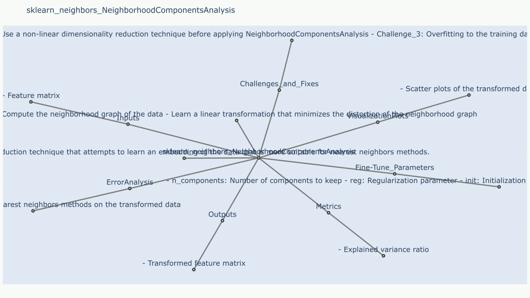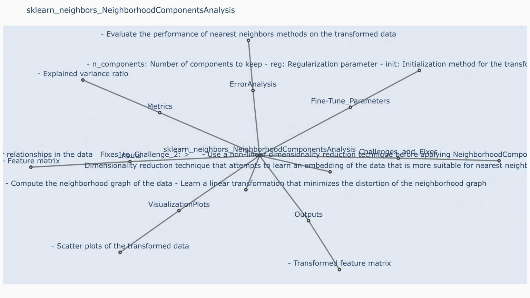projection. Challenges and fixes: Challenge 1: high dimensionality of the input data can lead to computational challenges in constructing the neighborhood graph. Sample use case that resulted in Challenge 1: when dealing with very high dimensional datasets, such as image data. Calculating the distances between all data points to find the nearest neighbors can be computationally expensive and time-consuming.